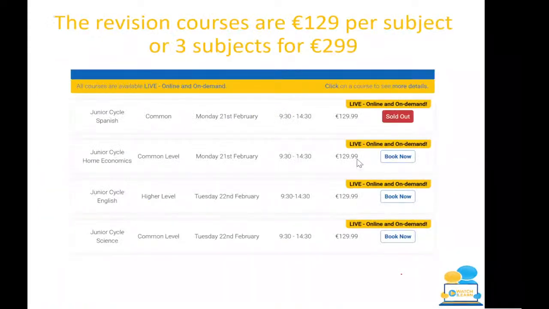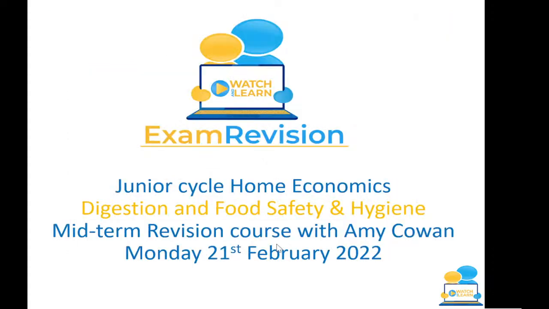So the courses are only $129 per subject, which is actually very reasonable. And the fact that you can go back and relook at them is just even better. Or you can get 3 subjects for $299. So for junior cycle, we've Spanish, we've home ec there with me on Monday, which will run from 9:30 to 2:30, and you will get a break in between. And it's only $129.99. You'll also have English and science.